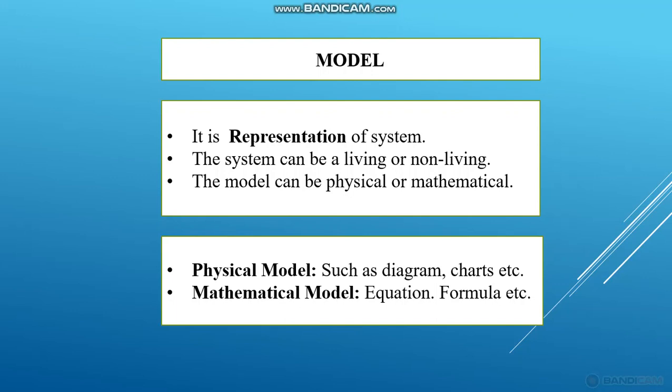We can represent a system either physically or mathematically. Physical models are such as diagrams and charts. Mathematical models mean equations and formulas, that is, we are representing a system in a mathematical way. That is called a mathematical model. So a model can be represented either physically or mathematically.